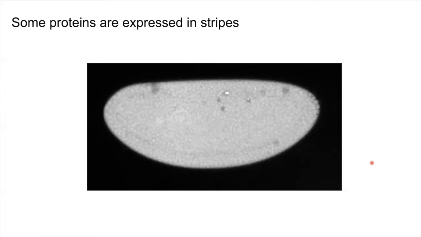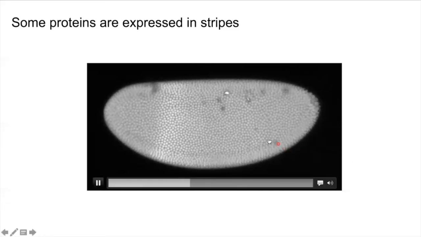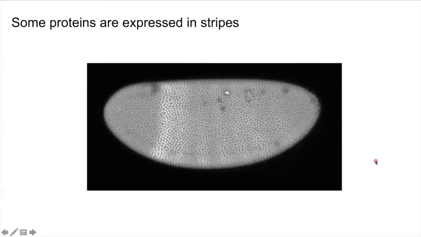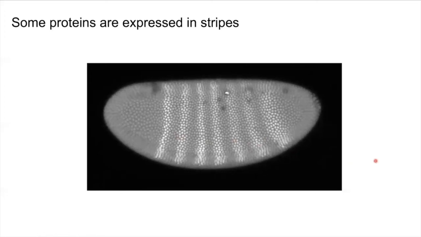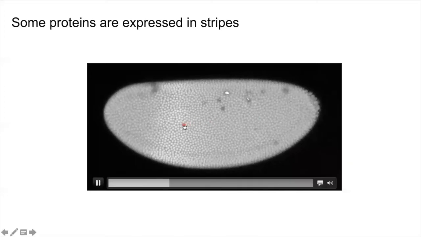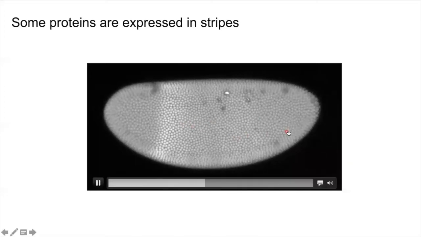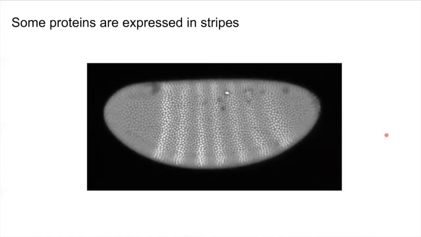Here's another fluorescence movie created by the confocal microscope. All the little spots that you see are nuclei. Different nuclei contain different types of proteins. The stripes that you see that form across the embryo is a specific type of protein that serves to pattern the embryo.